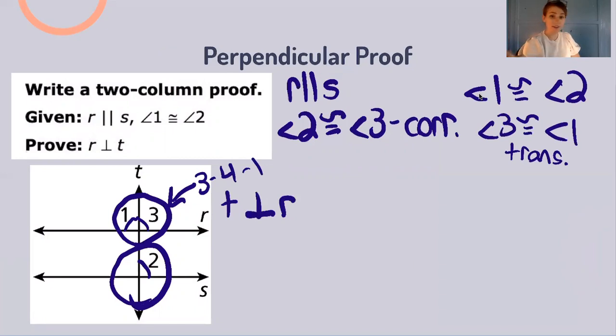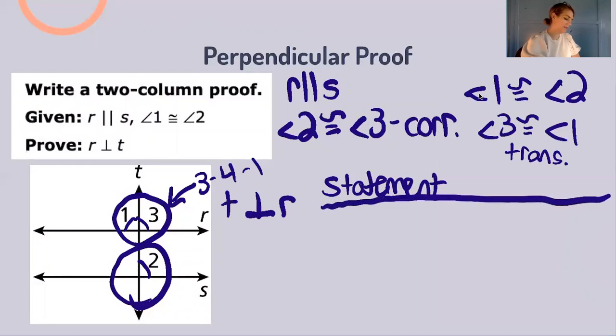I'm going to look to see if that's the one I have to prove or if I have to go and prove that it's S. I see that it's R, so I have all the information that I need to make a proof. So I'm going to go ahead and do my 2 columns, statement and reason.